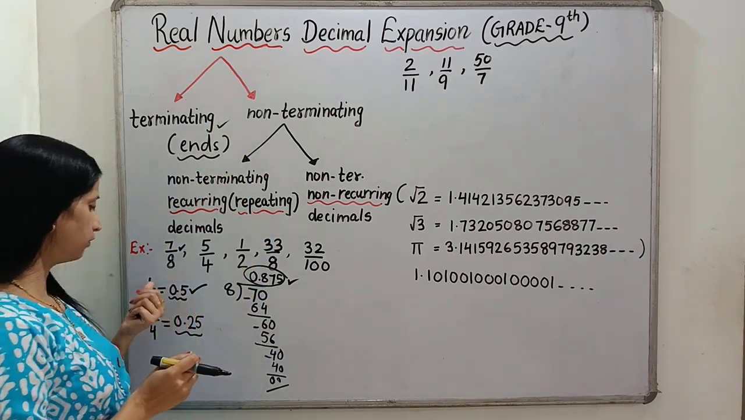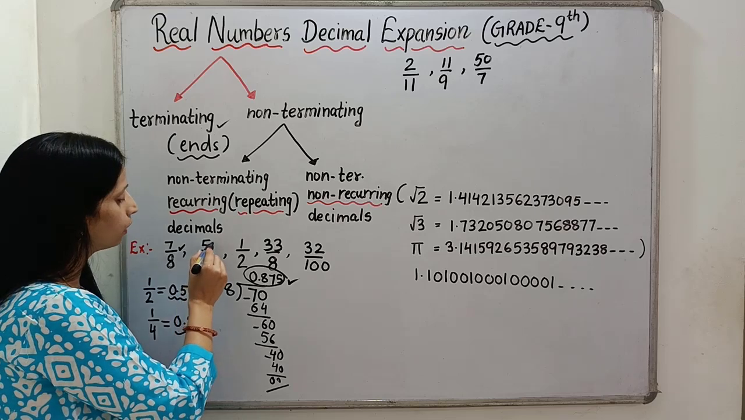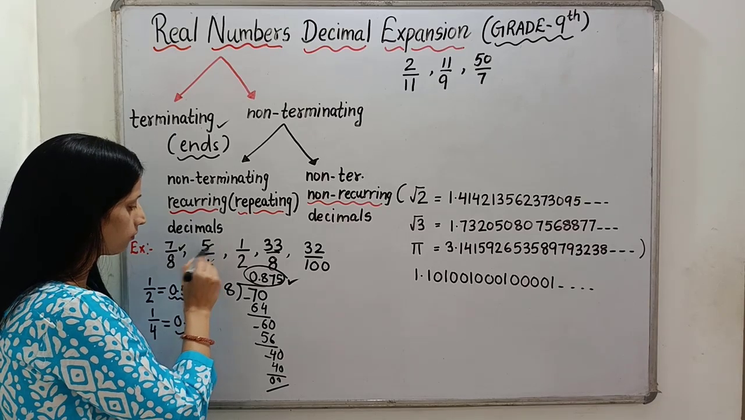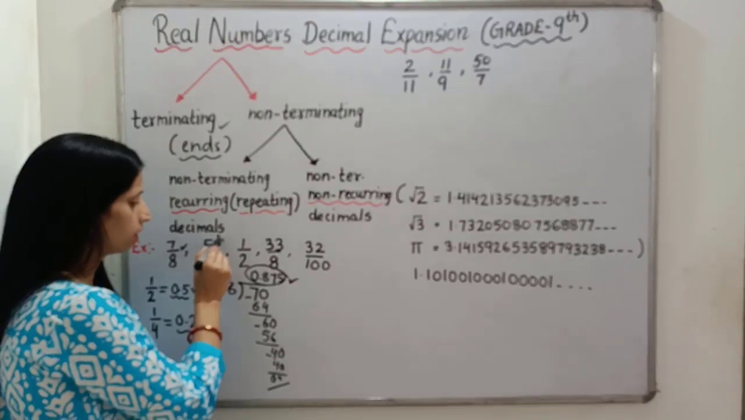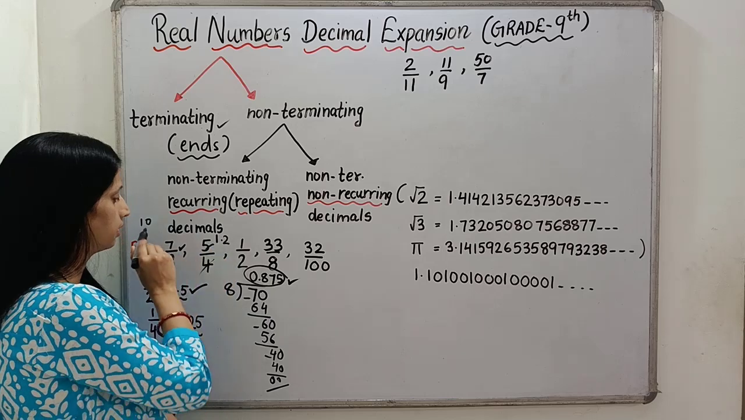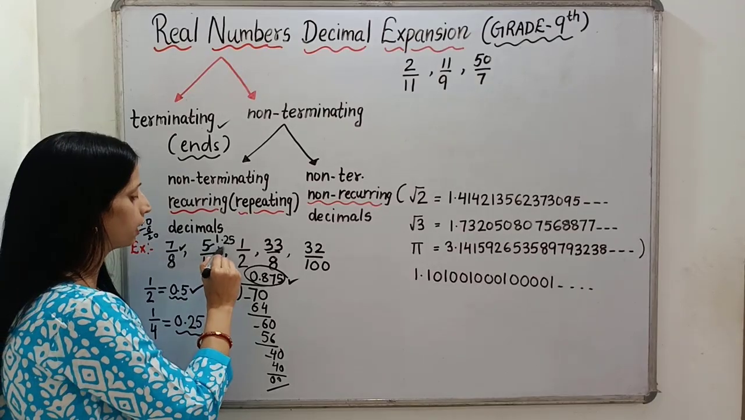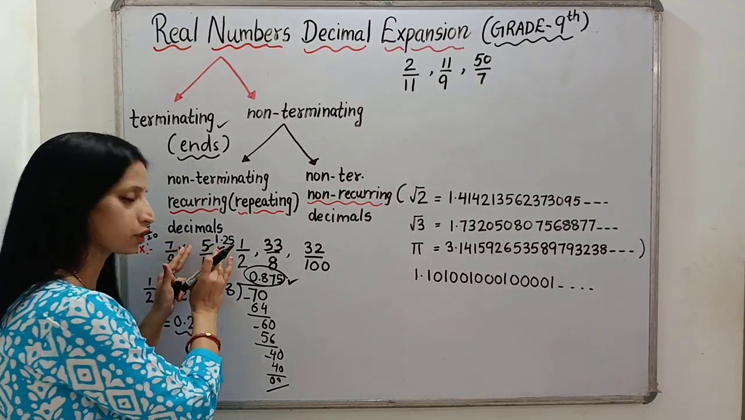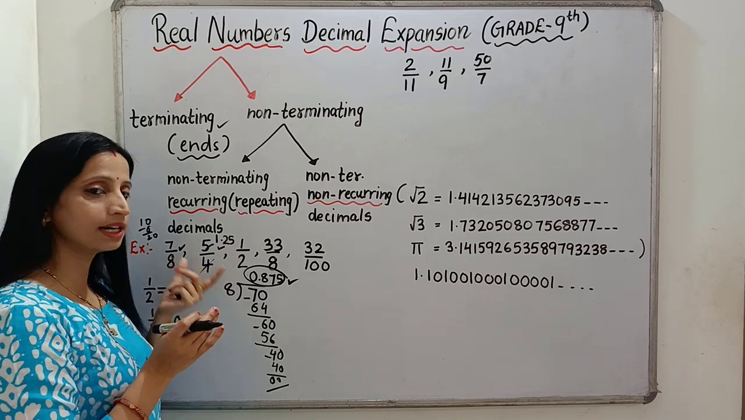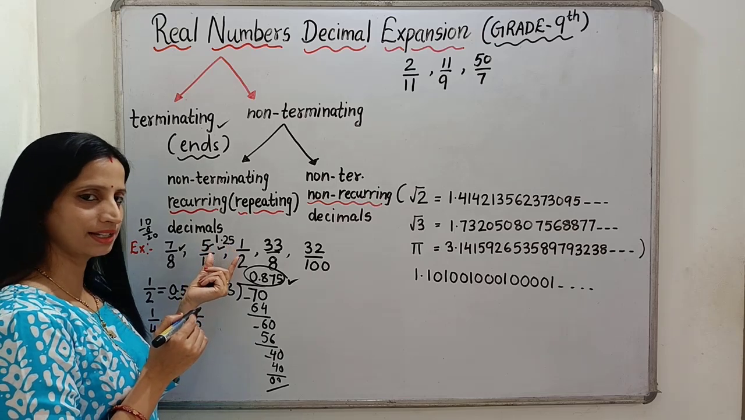So what were the examples we did? 1 by 2, 1 by 4, and this 7 by 8. Similarly, we can do 5 upon 4. So what will we get? Let's do it here only. 5 upon 4 will be 4 ones are 4. We are left with 1. So 10, 4 2s are 8, and 10 minus 8 is 2. So 4 5s are 20. So we will get 1.25. When we do the decimal representation of this fraction 5 upon 4, in this case we are getting 1.25. So this is again a terminating decimal number.